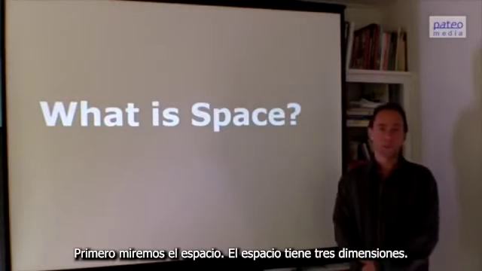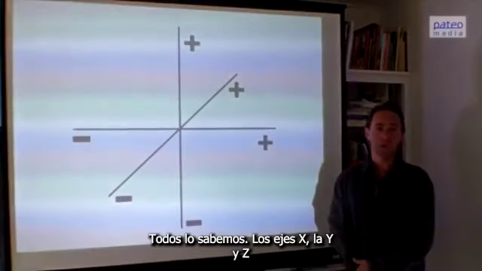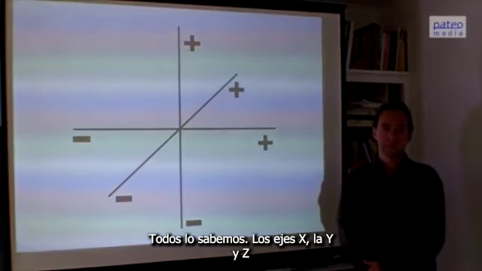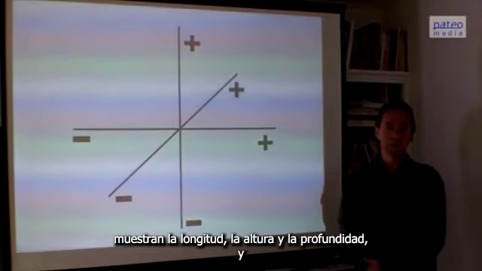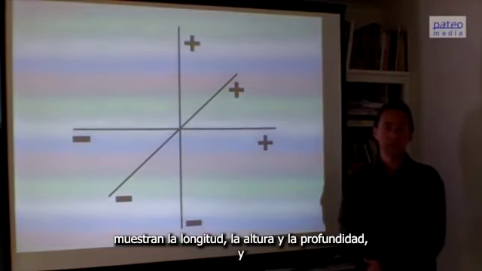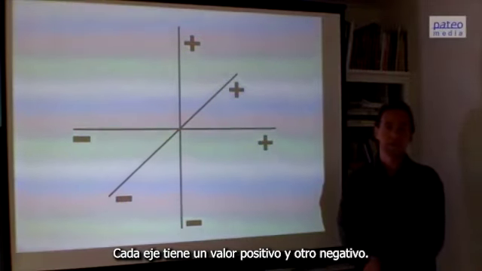Let us first look at space. Space has three dimensions, we all know that. The x-axis, the y-axis and the z-axis. They show the breadth, height and depth, and each axis has a positive and a negative value.